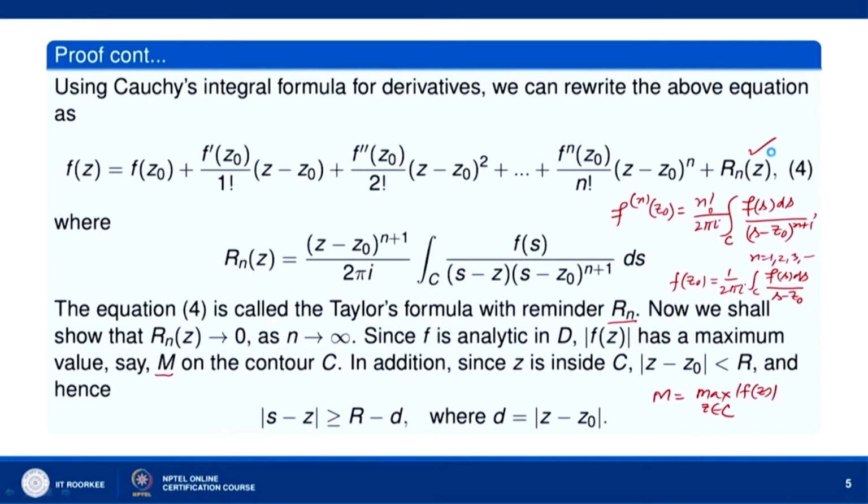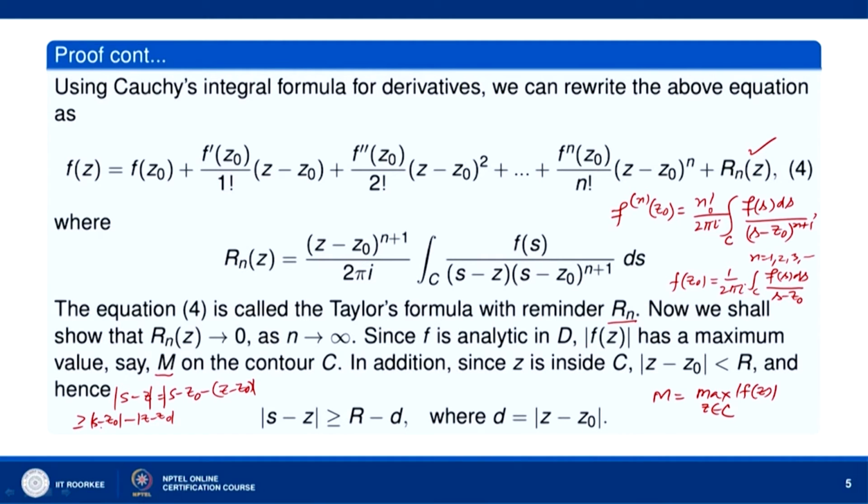So, in addition, since z is inside C, mod of z minus z naught is less than r, and so mod of s minus z must be greater than or equal to r minus d. Now, let us see how we get this. s minus z is equal to s minus z naught minus z minus z naught. So, mod of s minus z is greater than or equal to mod of s minus z naught minus mod of z minus z naught. So, d is mod of z minus z naught.